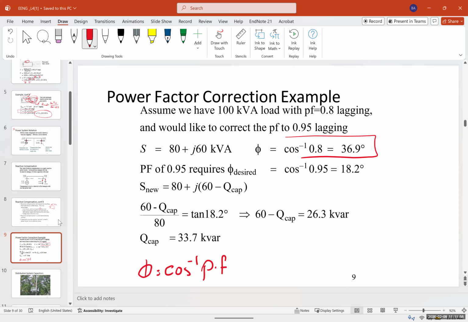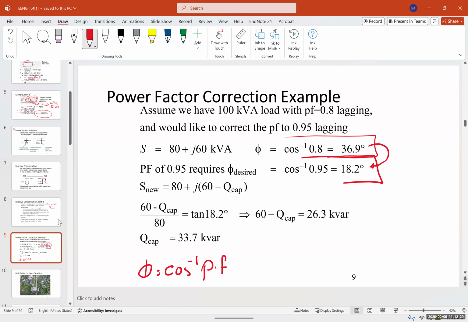Now, here our target is to reach a power factor of 0.95. We want our power factor, as mentioned, to be as close to 1 as possible. Therefore, the desired phi, or angle between the current and voltage, would be cosine inverse of 0.95, which is 18.19 degrees. So we have to go from 36.9 degrees to 18.19 degrees.